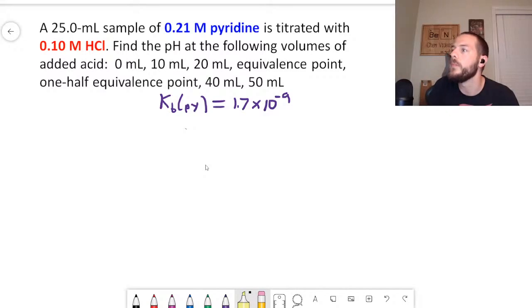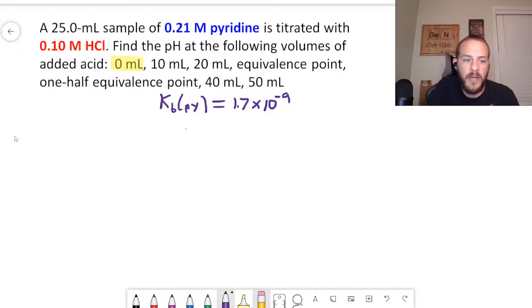All right, so back to the problem. So I'm going to highlight what we're on. So 0 milliliters, we're talking about the initial pH, right? The pH of this solution before any HCl is added to it, right? And so what does that look like? Well, again, it's going to be an equilibrium process because pyridine is a weak base. So let's just write out the equation for that equilibrium, right?